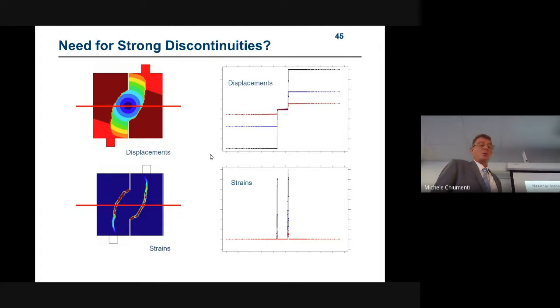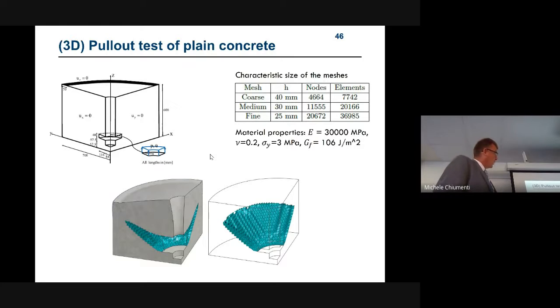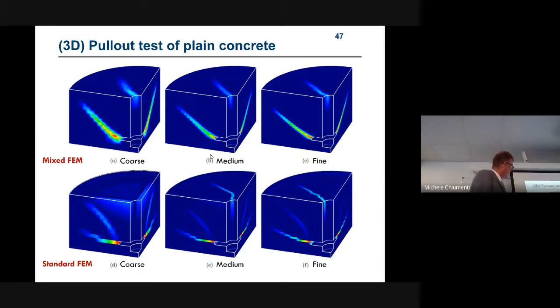So, looks nice. Now you can do it with more complex geometry. This is a pull-out test for concrete. So you are pulling from here, and you are breaking the specimen. If you use a standard element, you get a completely mesh-dependent solution. If you use a mixed finite element, you get the same solution for any kind of mesh. Okay? Obviously, the finer the mesh, the better. But it is a good solution for, let's say, a complex problem using tetrahedral elements.